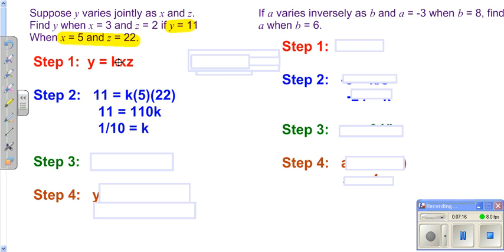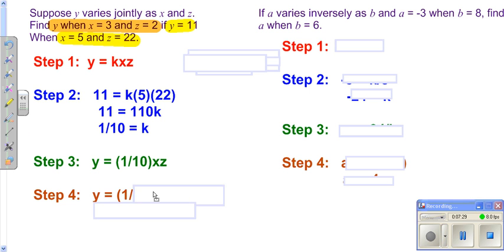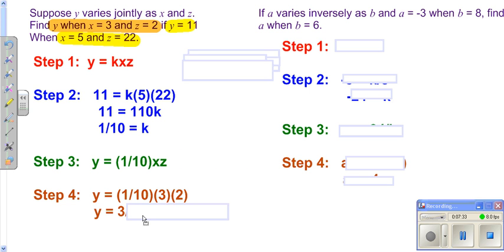Rewriting the red equation with the 1/10 put in there. Now you can go ahead and answer what it is you're trying to do, trying to find y when x and z are 3 and 2. So you plug in your 3 and your 2, using your 1/10 in front for k, and you get 3/5 or 0.6. Whether it's a decimal or a fraction doesn't make a difference.